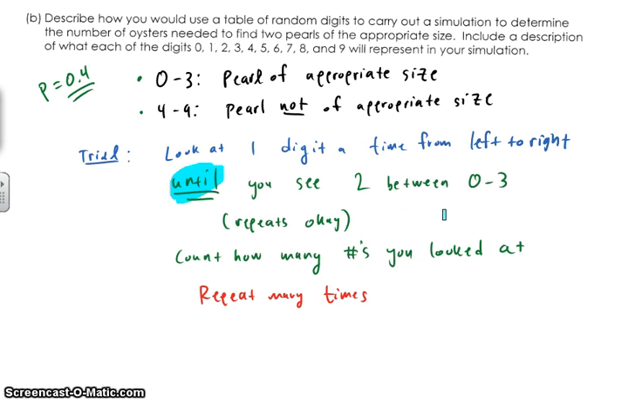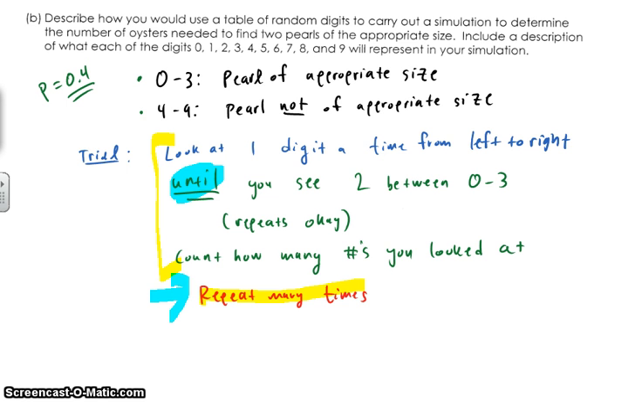Repeats are okay. And then we're going to count how many numbers we looked at. And then we're going to repeat that many times. Really important, when you talk about designing the simulation, you should always add at the end that you're going to repeat your trial as many times as you can. Okay? It does no good, really, to do a simulation once. That's one trial there. It's to repeat it many times.